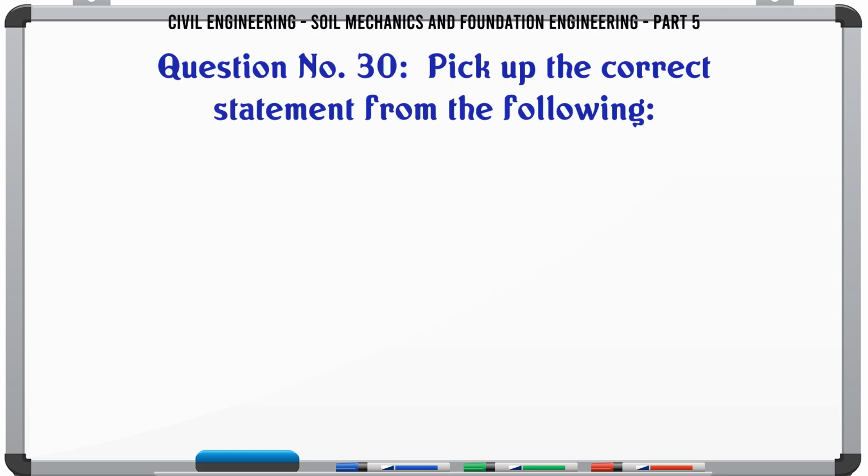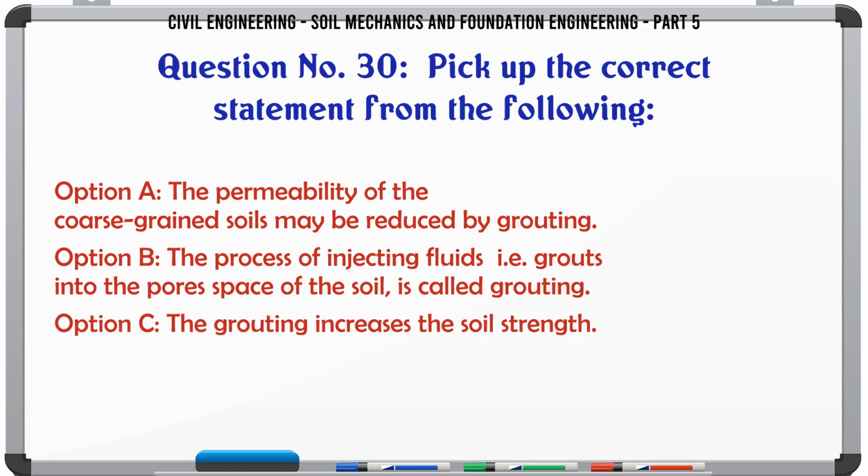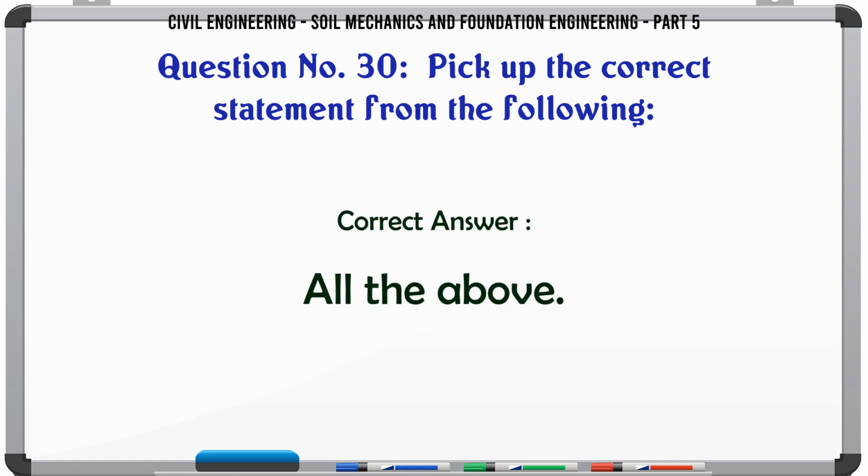Pick up the correct statement from the following. A. The permeability of the coarse-grained soils may be reduced by grouting. B. The process of injecting fluids, i.e. grouts, into the pore space of the soil is called grouting. C. The grouting increases the soil strength. D. All the above. The correct answer is all the above.